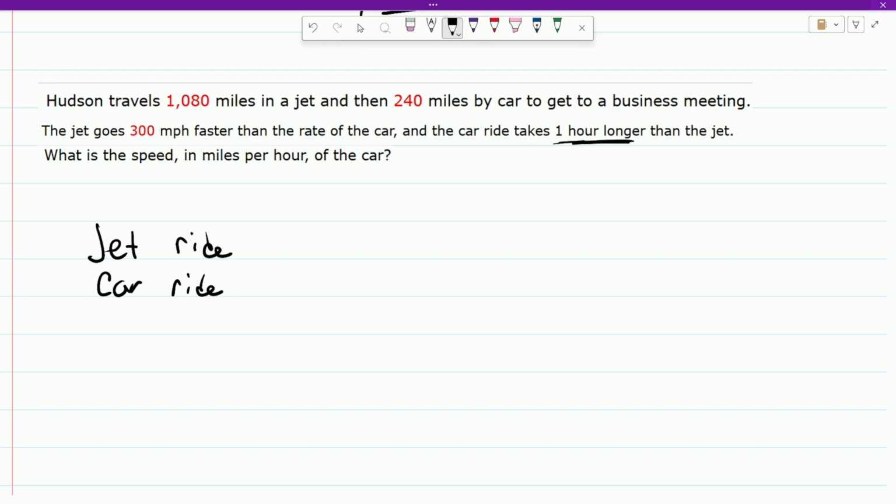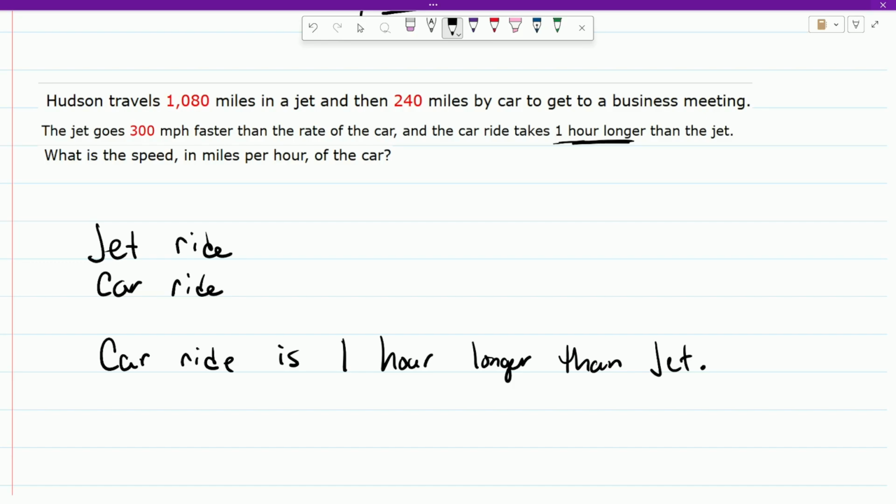We also know the car ride is 1 hour longer than the jet ride. Remember, anytime you see the word is in math, you know you got an equal sign here. So the only thing that we really need to figure out is how long did it take for the jet ride? How long did it take for the car ride? The easier of the two right now is going to be the jet ride.